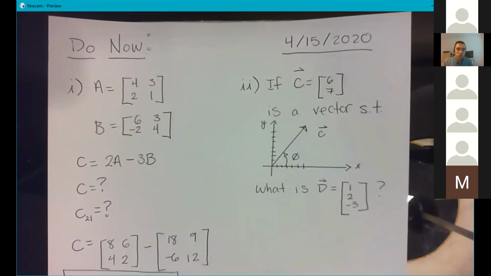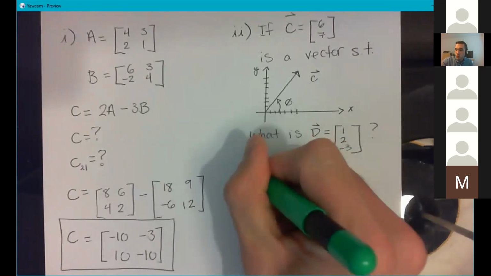Can I have somebody take a guess? What do you think D, 1, 2, -3 is? Isn't it going to be something three-dimensional? There you go. We have X, Y, Z. Yeah. So D is talking about some kind of 3D vector.